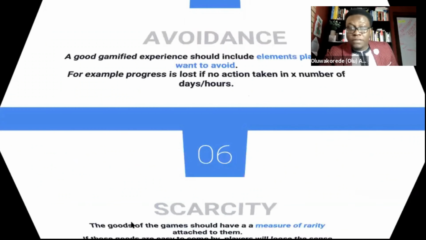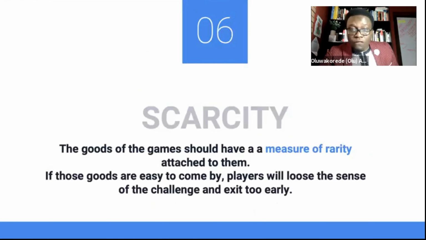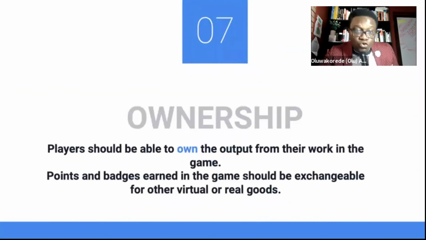There should also be some elements of scarcity. The goods of the game should have a measure of variety attached to them. If those goods are easy to come by, players will lose the sense of the challenge and exit too early. Ownership. Players should be able to own the output from their work. Points and badges earned in the game should be exchangeable for other virtual or real goods.